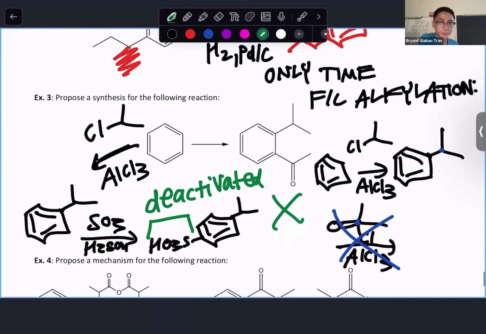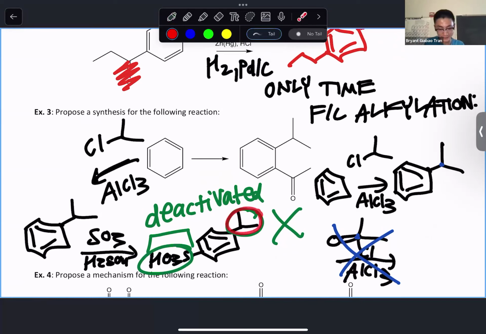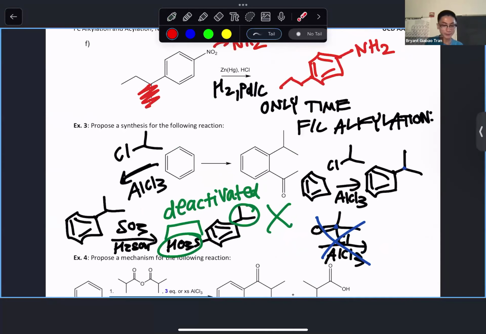When we do directing groups, the EDGs will overpower the EWGs. So those are the ones that are directing it. We have an EDG here and an EWG here, but this right here is a weak EDG. This is a strong EWG. So this will still not work here. So there's a problem with this synthesis problem. Ignore that synthesis problem.